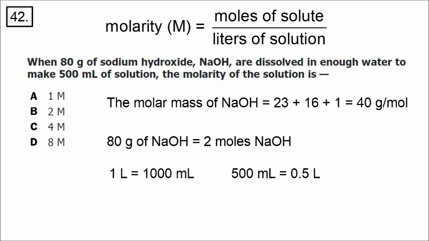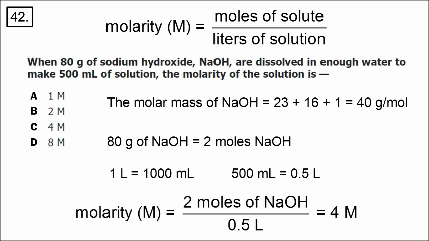500 milliliters represents 1/2 of a liter. So the molarity, moles divided by liters, is 2 divided by 0.5, and the correct answer is C, 4 moles per liter.